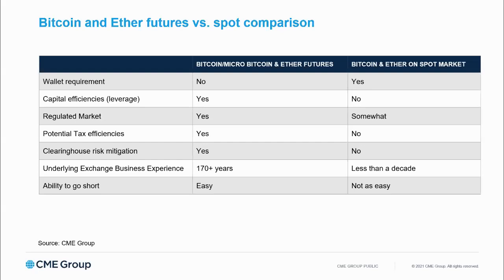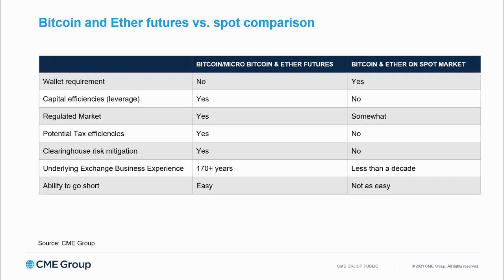Our products are all centrally cleared by the CME Group clearinghouse. So we have centralized clearinghouse risk mitigation, whereas in the cash markets, there are a bunch of different exchanges, and they're not all cleared in a central location. The CME Group has been in business for over 170 years, so we know what we're doing on the futures side, whereas the spot market has been around for less than a decade. It's a relatively new market and a relatively new industry, so it's still taking shape.